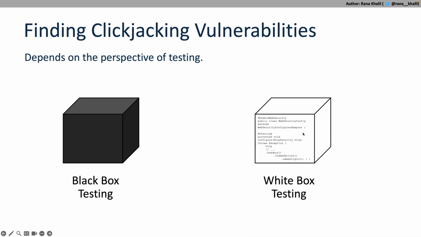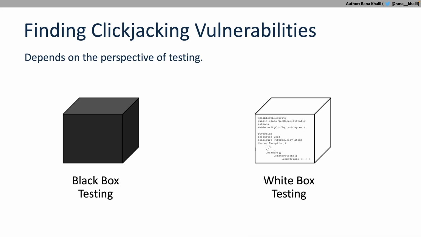For those of you that have never heard of these terms before, black box web application pen testing is when the tester is given little to no information about the system. Usually the only information that the tester has access to is the URL of the application and the scope of the engagement. Whereas for white box web application pen testing, it's the complete opposite. The tester would be given complete access to the system, including access to the source code of the application.